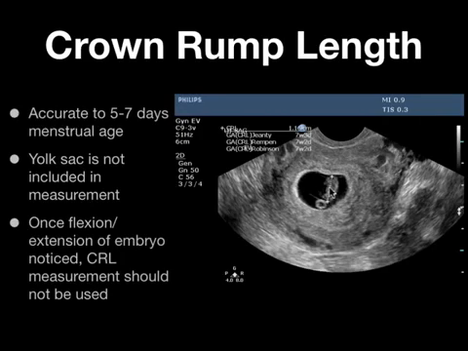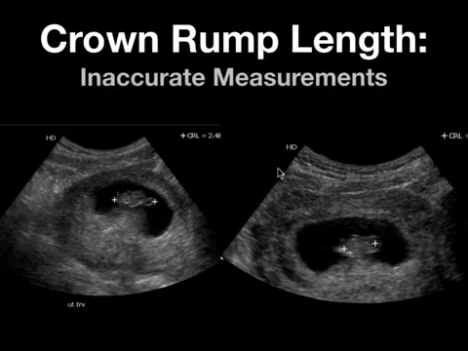And once the embryo is advanced enough in age that you can notice flexion and extension, the crown rump length measurement should not be used, since if the fetus is in a flex position, you'll underestimate the gestational age, and if the embryo is in an extended position, you may overestimate the age. Here we have two inaccurate crown rump length measurements. Here you've got one where the yolk sac was included, so this would overestimate. Here you've got one where the calipers are inappropriately placed, so this would underestimate the gestational age.